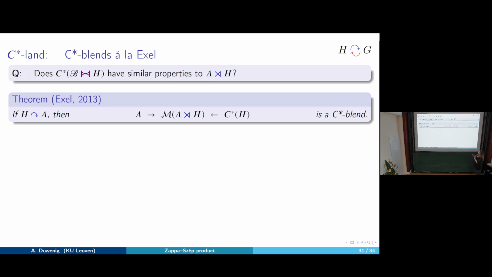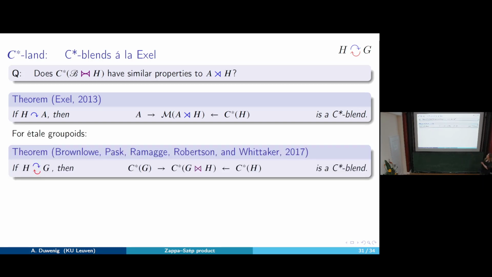One, I suspect, motivating example for Exel's definition of C-star blends are cross products. If you have an H action by automorphisms on a C-star algebra, then the C-star algebra and the group C-star algebra, together with the cross product, give you a C-star blend. We have seen in work by Mike and his collaborators that if you have a Zappa-Szép product of groups, or groupoids actually, then the C-star algebras of the two groupoids and the C-star algebra of the Zappa-Szép product is also a C-star blend.